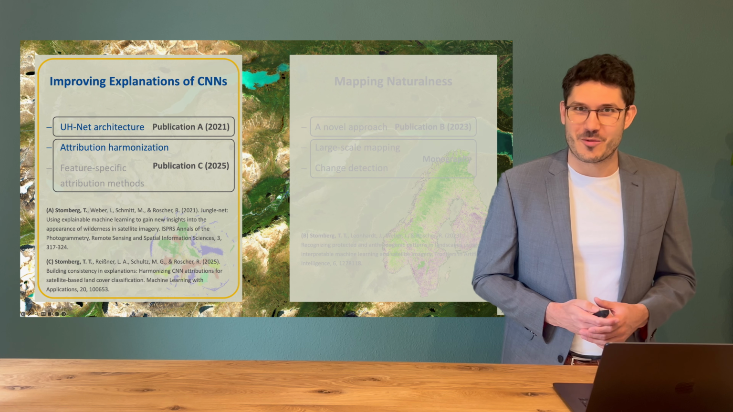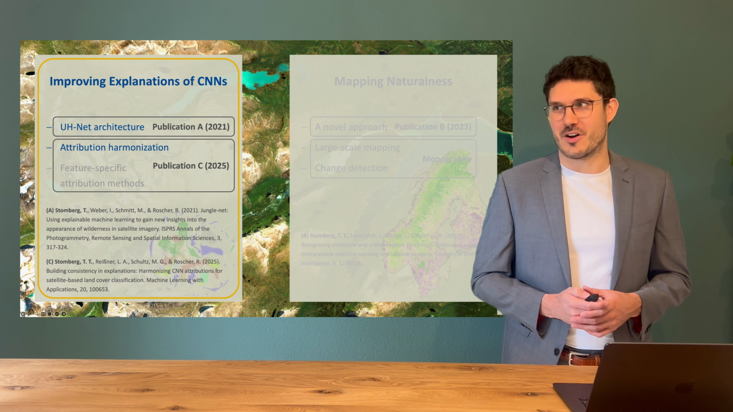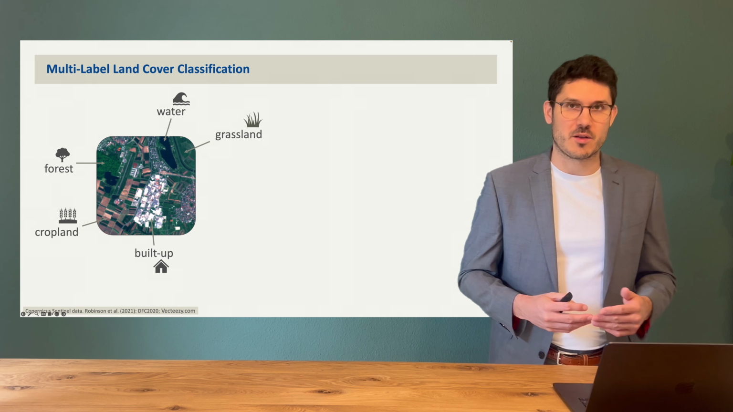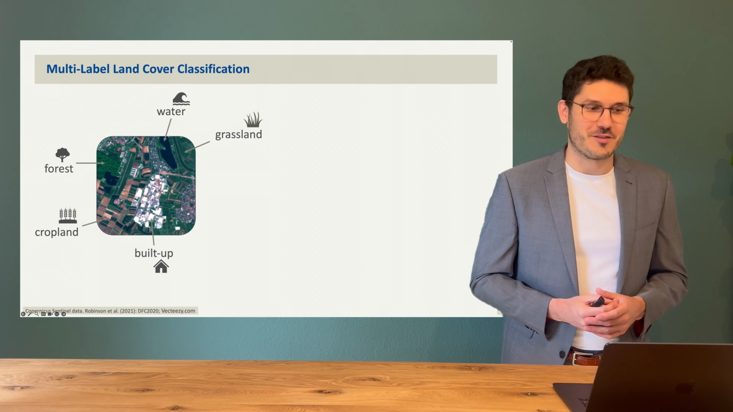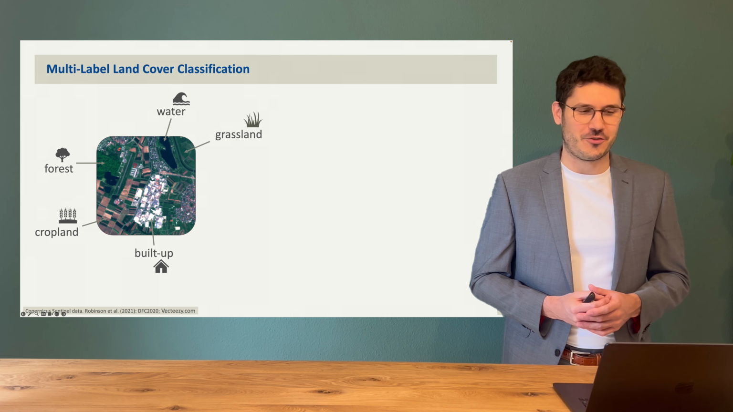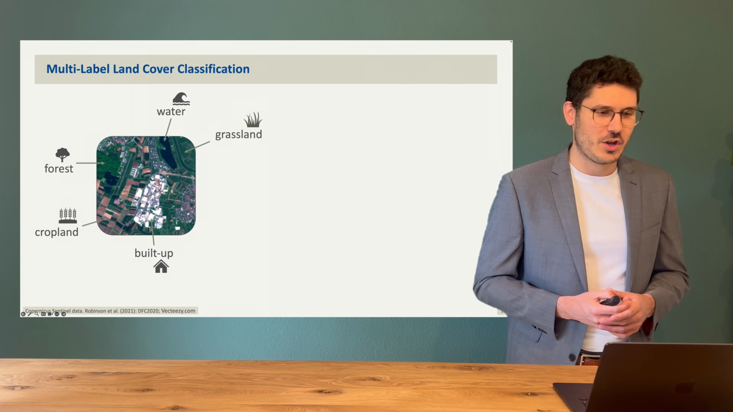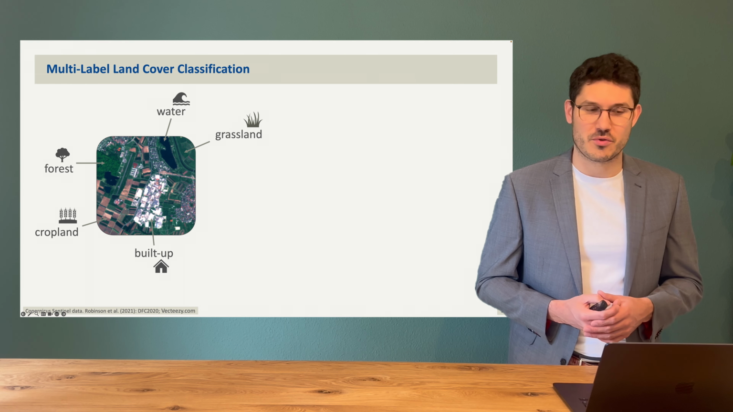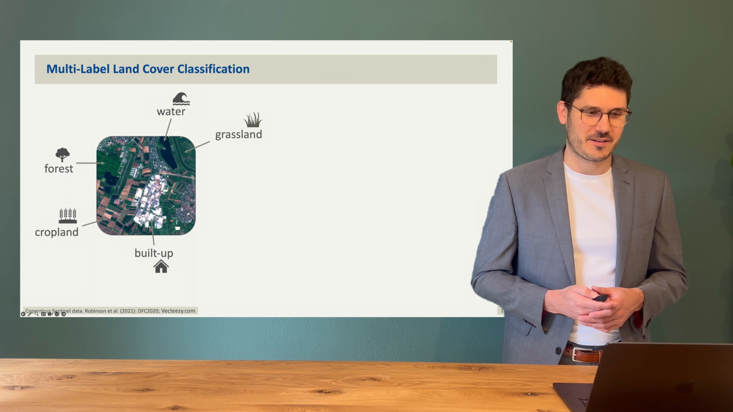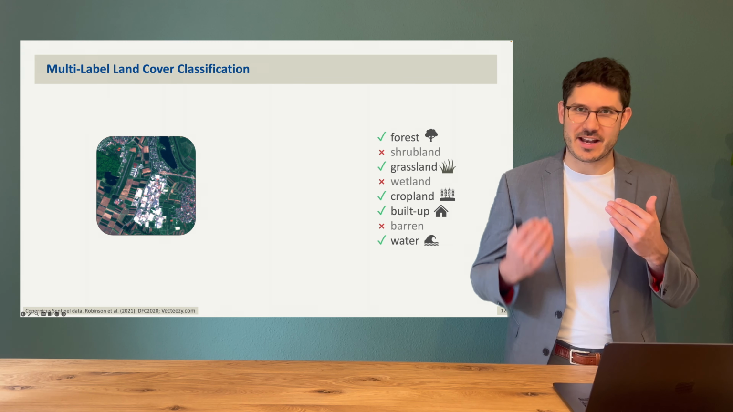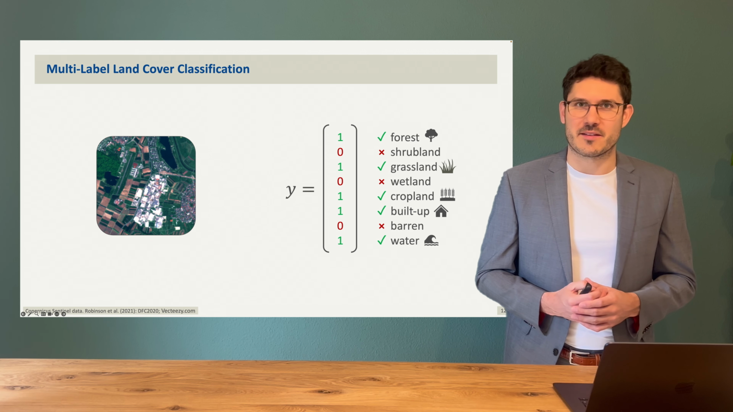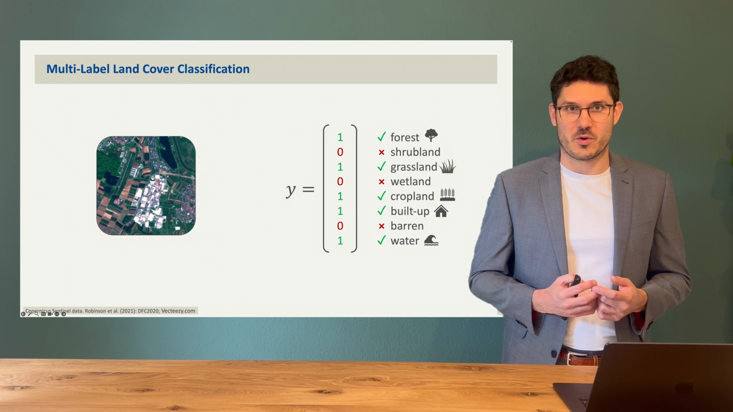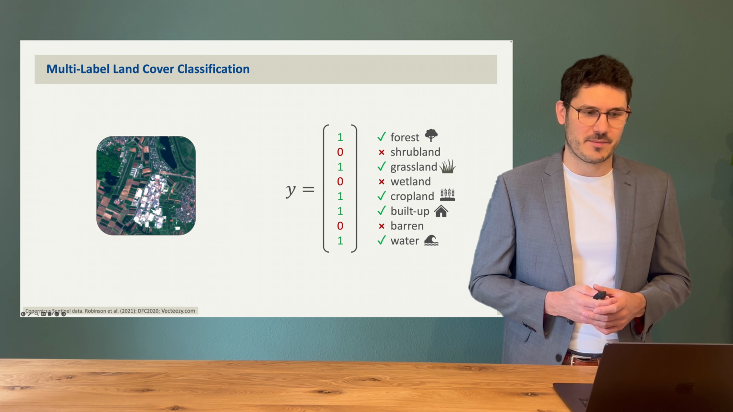So let's start with the first topic, improving explanations of convolutional neural networks. And here I want to start with a more formal definition of multi-label land cover classification. In this satellite image, you see several land cover classes, such as water, grassland, built-up, cropland, and forest. And you can put these land cover classes into a list, which does not only contain the land cover classes present in this image, but also those present in the whole dataset.